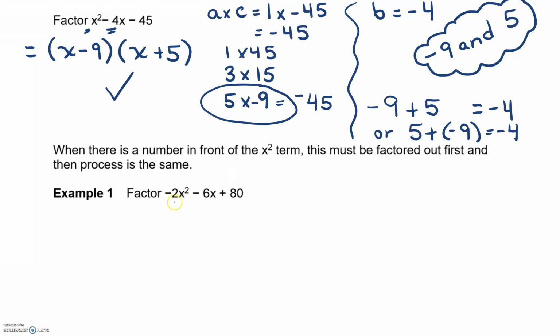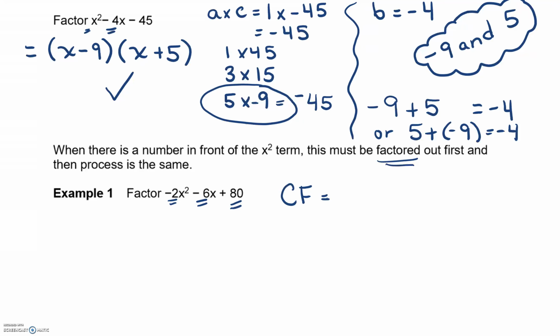Now, when there's a number in front of the x squared term, you need to factor it out. This is where common factor needs to come into play, if you remember from last year. We'll review it in these next few examples. If you take a look at the numbers in front of the variables, we have a negative 2, a negative 6, and a positive 80. All three numbers have a common factor. So I just write CF, and then I write down what the common factor is.